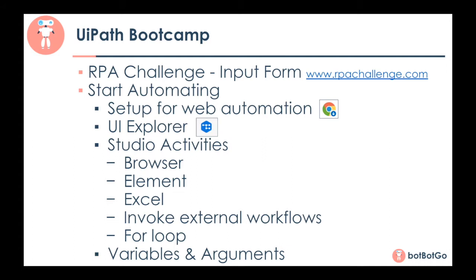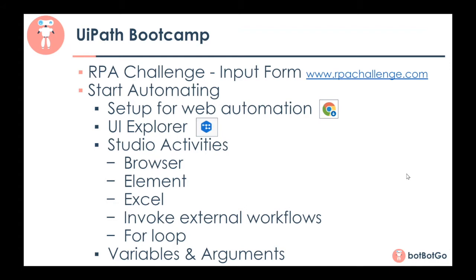Thereafter, we'll also see and understand how UI Explorer, which is a plugin within UiPath Studio, can help us in identifying different elements and the properties that come along with these elements. Also, during the course of the automation, we would be using different Studio activities, which would mostly pertain to browser activities, element activities, and Excel. We'll also see how to use for loops within an automation in UiPath Studio. So, that's all for the agenda.